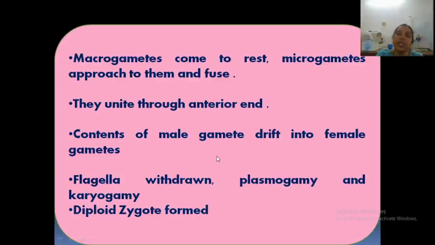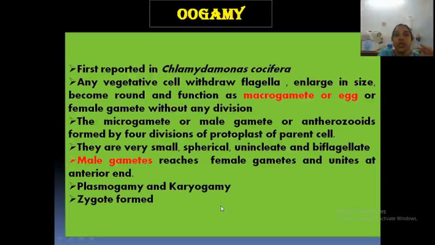But what happens in isogamy? Both mix together. Here the male gamete's contents move into the female gamete. Clear? Then flagella are withdrawn, fusion takes place, and a diploid zygote is formed. Then the development after the zygote is the same as that of isogamy. Okay. Now what is oogamy?